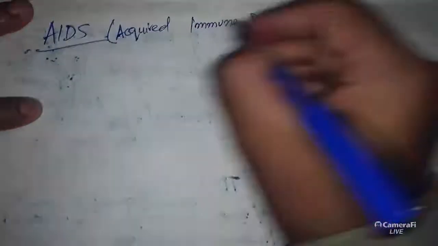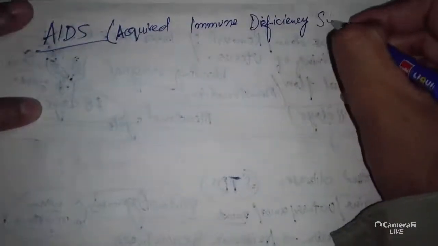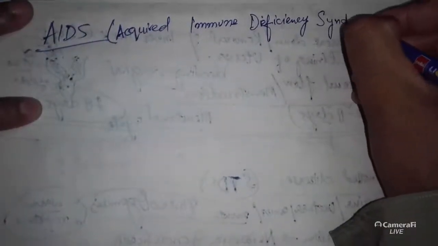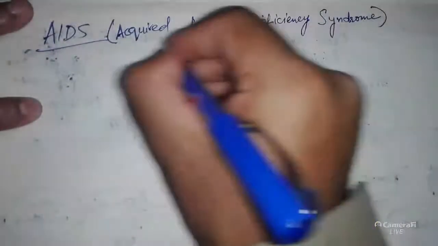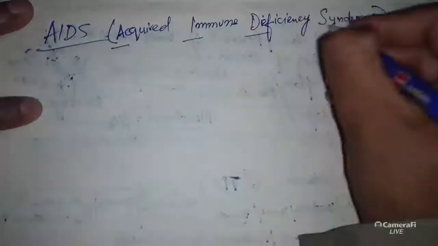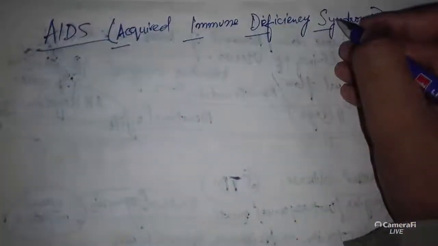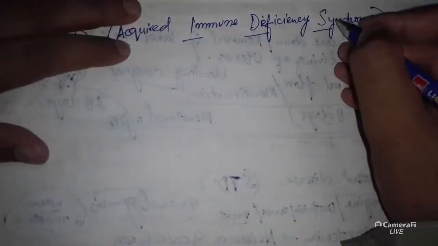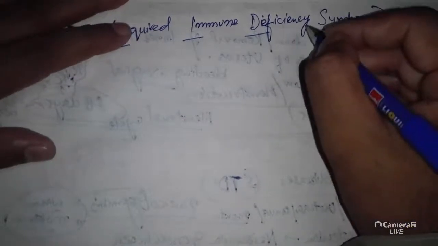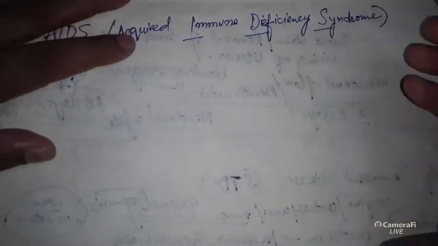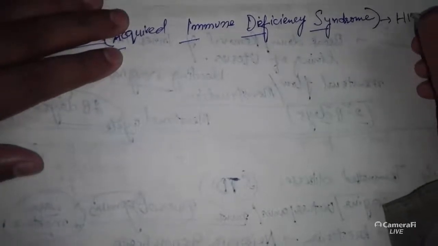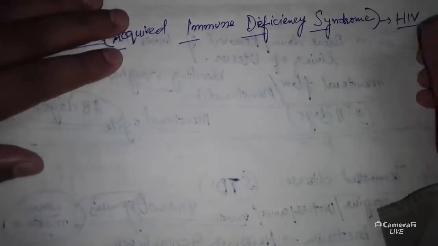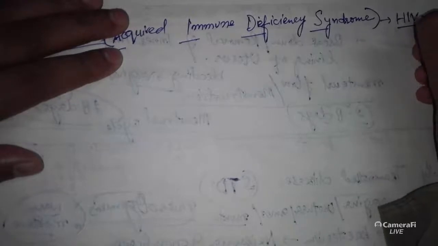Acquired immune deficiency syndrome. This is the name of the disease. It is caused by a virus. That virus name is HIV. Okay, the virus name is HIV.